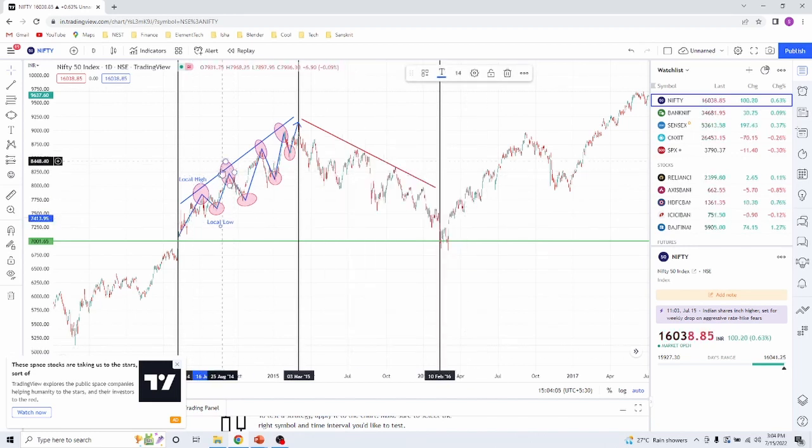Okay. Now, if you take this ellipse, it is a high point, but with respect to the previous high, it has increased.